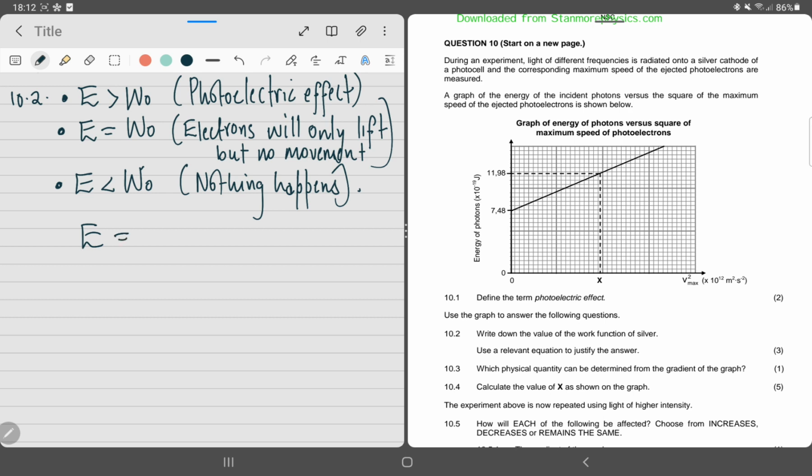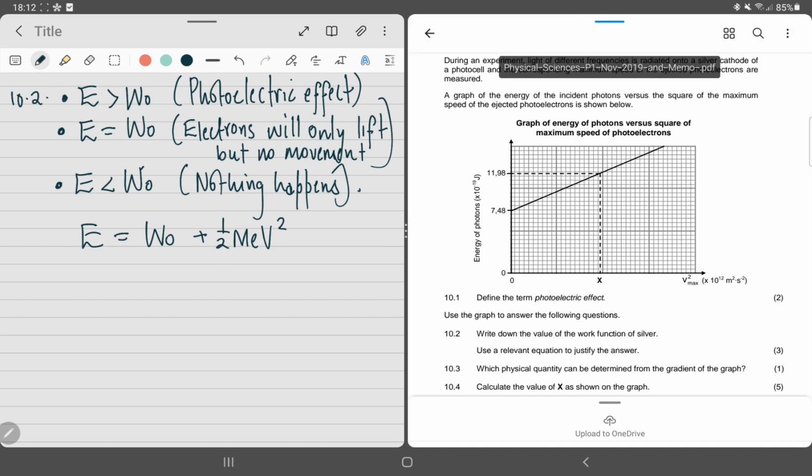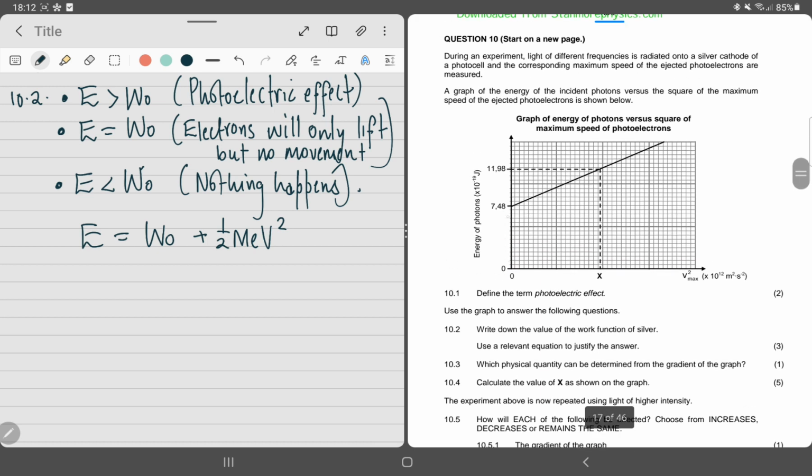So the energy should be equal to the work function plus half m v squared. So from 0 to 7.48, when you look at that graph right here, there is no speed of the electron. So if there is no speed, it means that the energy that is supplied by the photons is less than the work function. So nothing happens. You have no speed. But at that point right there, the energy of the photon is equal to the work function.